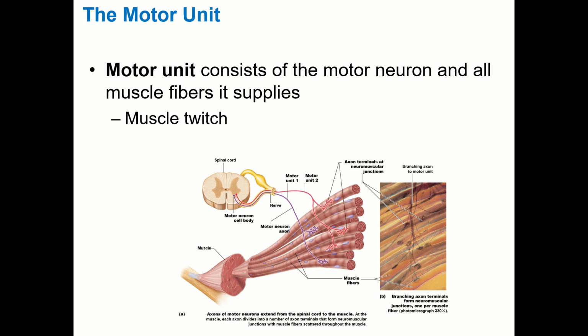So what is a motor unit? Well, you're looking at 2 of them. A motor unit is an alpha motor neuron and all of the muscle fibers that it innervates. The wording is a little bit different on the slide, but muscle fibers that it supplies is the same thing as muscle fibers that it innervates.